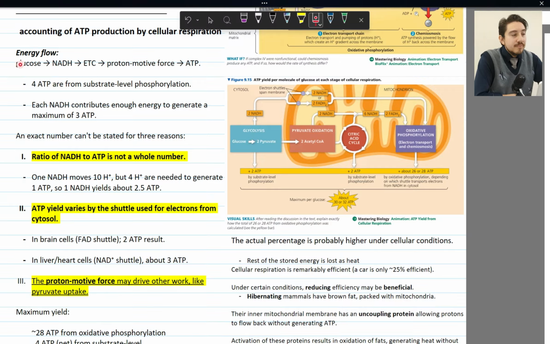Okay, so you need to be able to explain this by yourself. Make sure you understand enough that you can explain the process and the importance of each step, and ultimately how ATP is produced. We know 4 ATPs are being produced by substrate-level phosphorylation. Ensure that you know where and how ATP is being produced by substrate-level phosphorylation. Each NADH contributes enough energy to generate a maximum of 3 ATPs. Okay.